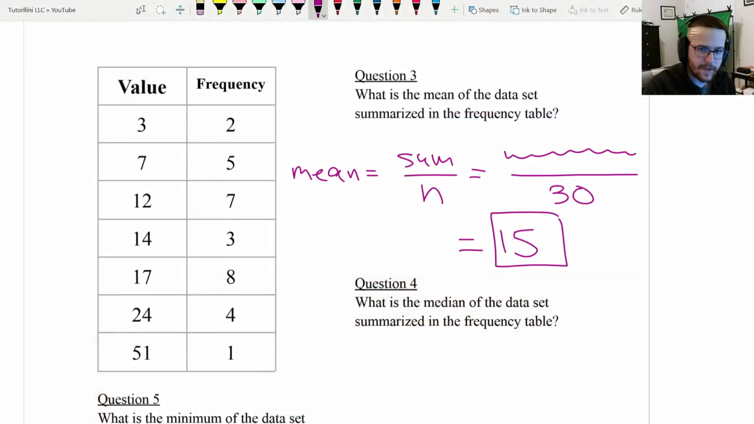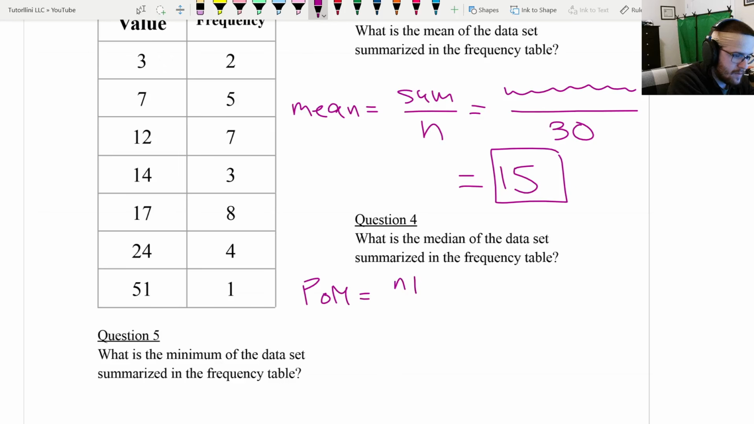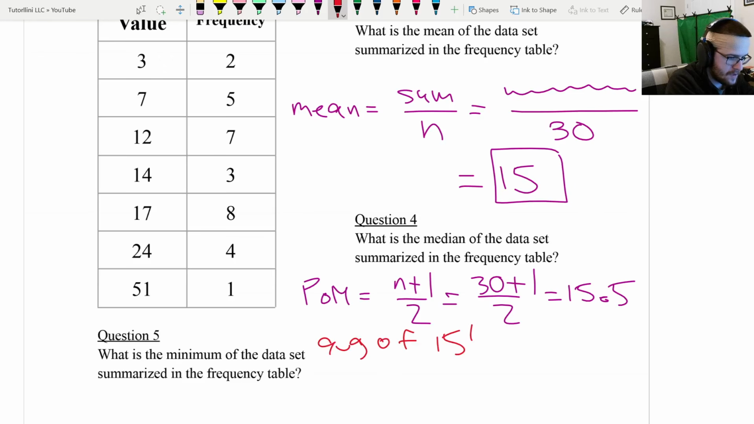Okay, let's go back over here. Now we're going to do the position of the median is n plus 1 over 2. N we said was 30, right? So 30 plus 1 over 2, which should give us 15.5. So we need to take the average of the 15th and 16th. And now I'm going to add up the frequencies to find what those numbers are.